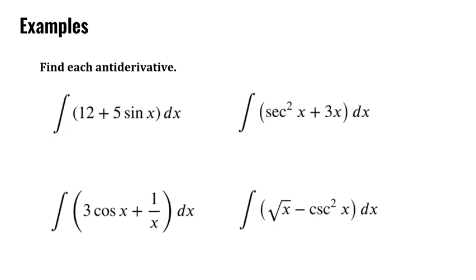Pause the video to try each of the following problems. Let's check your work. The antiderivative of 12 is 12x, and the antiderivative of 5 sine x is negative 5 cosine x. And then we add the c. Remember that you can check this answer by taking the derivative. Similar work gives the answers to the other problems.